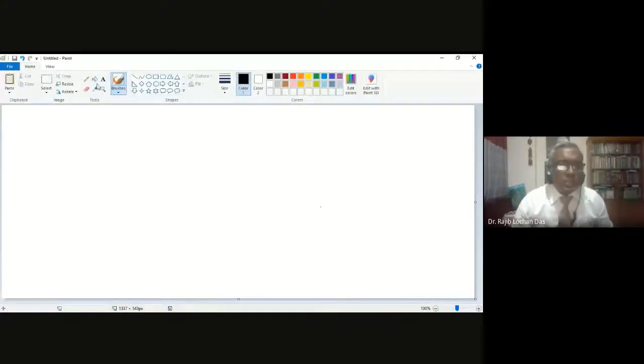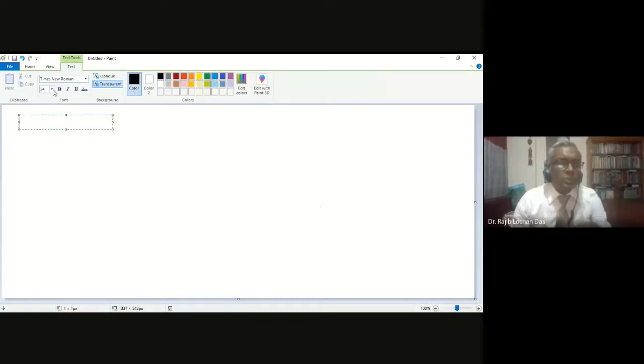Today I wanted to discuss the topic of volume of rotation. So let me write the title of the topic: it is volume of rotation, and of course we will use integration. To find out the volume of rotation, we will use integration.